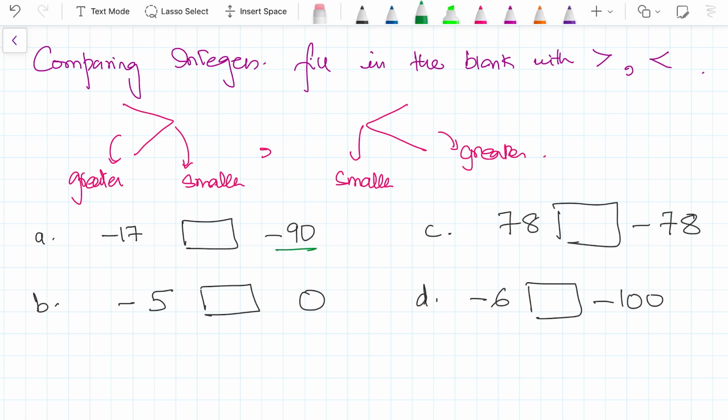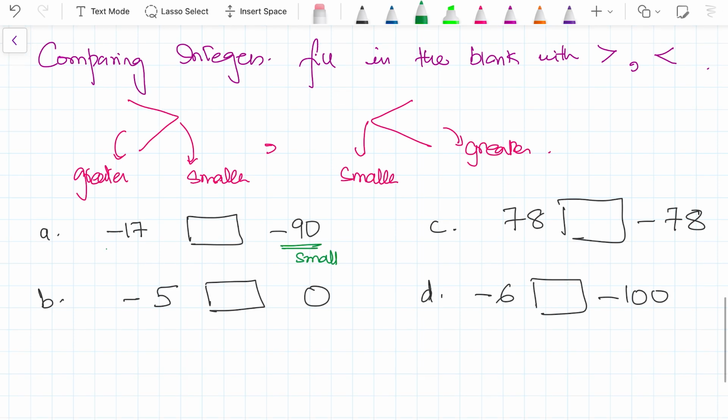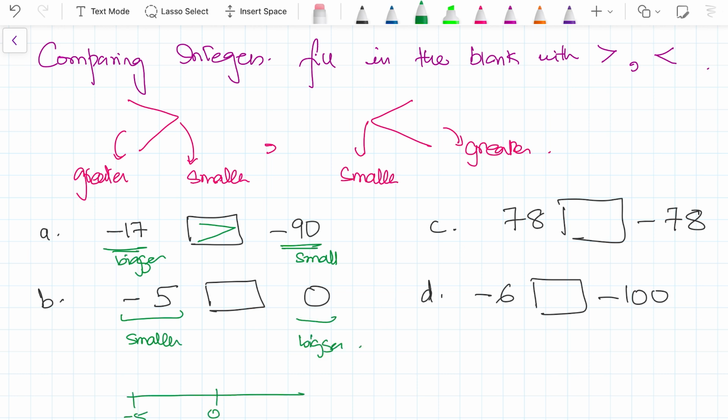Now, this is smaller and this is bigger. Because the bigger the number, if it is a negative sign, it is a smaller number. So the closed mouth will come towards minus 90. Minus 5 is smaller. 0 is relatively bigger. Because you see 0 comes here and minus 5 comes here. So it's towards the left hand side. So it means it's smaller.